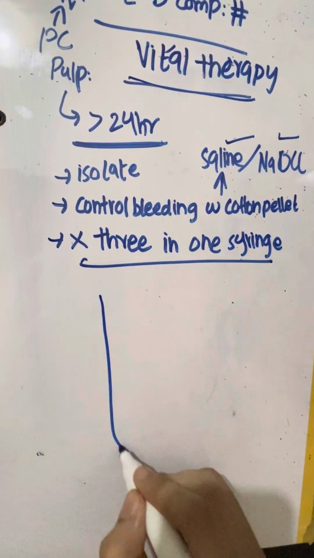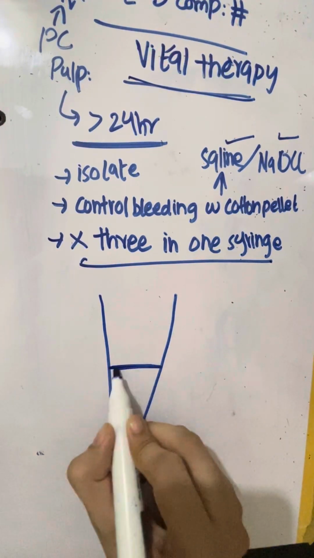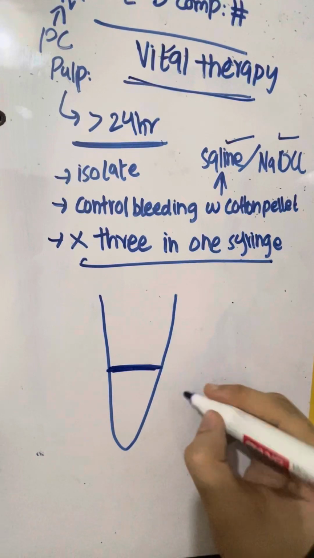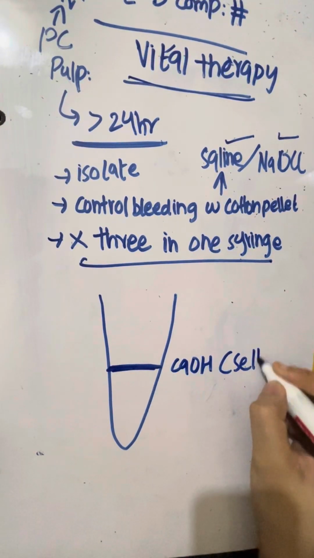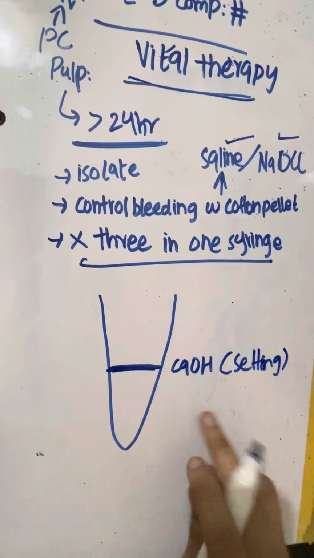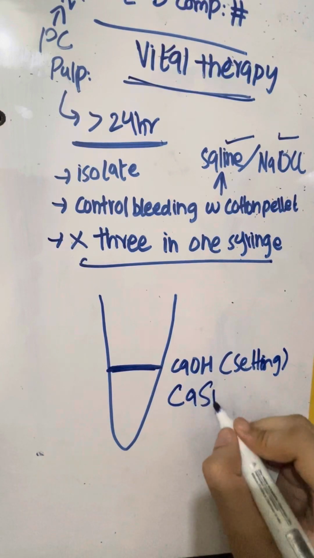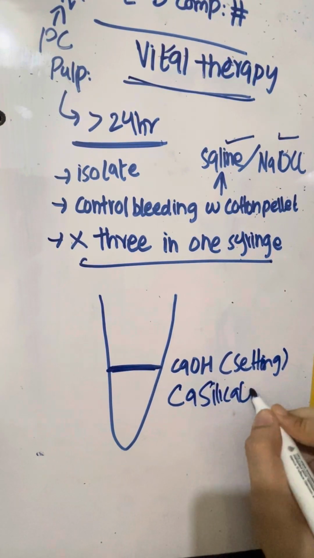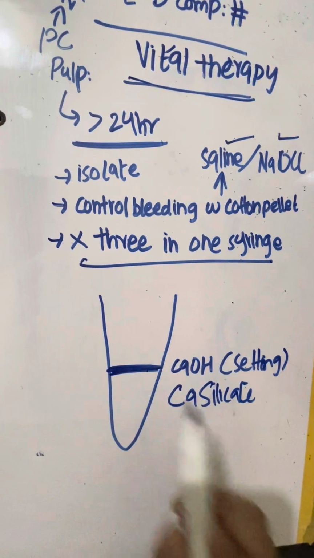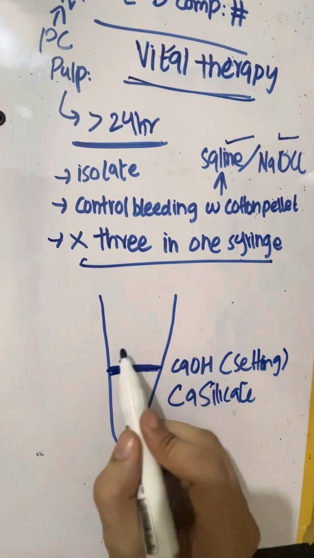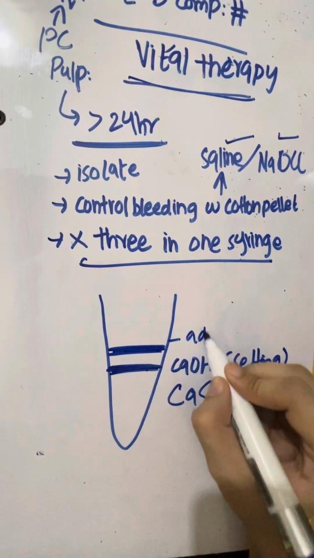Now what we will do, first we will make a layer of calcium hydroxide. Which calcium hydroxide? Setting calcium hydroxide, or calcium silicate, you can use any of them. After controlling the bleeding, you will first make a layer of calcium hydroxide, then the second layer will be of adhesive material.